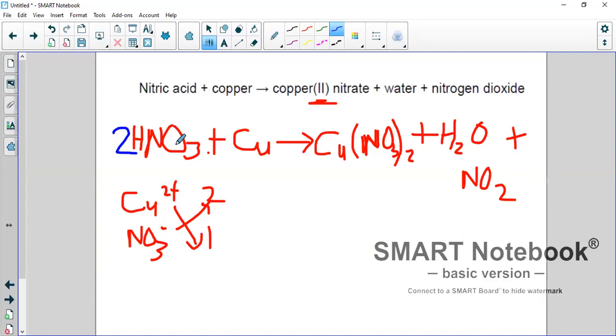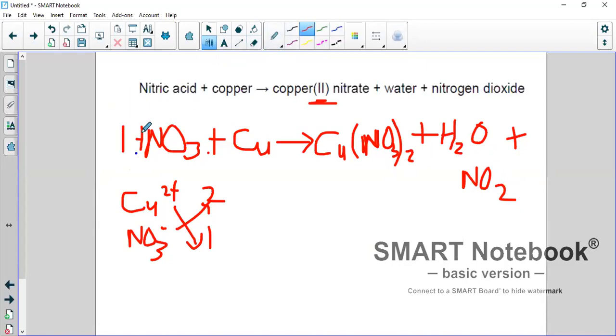Oxygen becomes 2 times 3, which makes it 6. And here we've got 2 times 3, which gives us 6, plus 1, which is 7, plus 2, which gives us 9. So it's not balanced. So our 2 here is going to be affected. The 2 here is not going to work here. So we need to remove that 2 because our oxygens are changing, right?